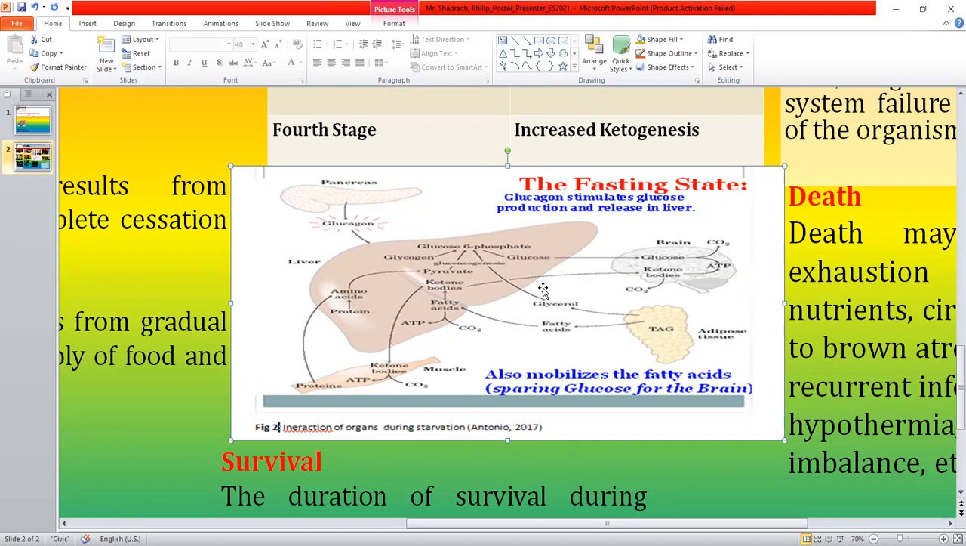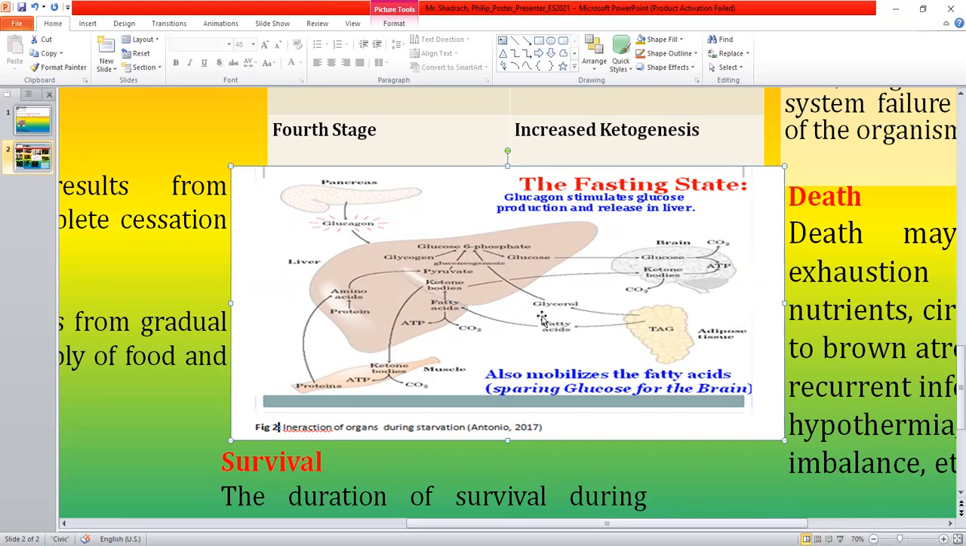After this condition, the next thing the body will do is to utilize stored fat via lipolysis. Lipolysis has to do with the breaking down of triacylglycerol, which is stored in adipose tissues, into free fatty acid and glycerol. The glycerol broken down will then undergo gluconeogenesis to glucose 6-phosphate. This glucose 6-phosphate will be converted to glucose. This glucose is utilized by the brain and other tissues.